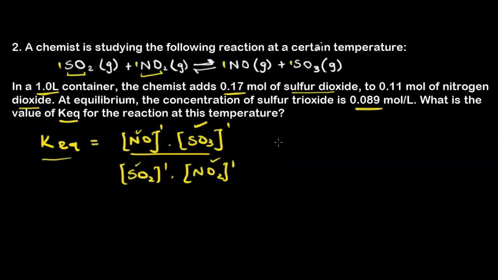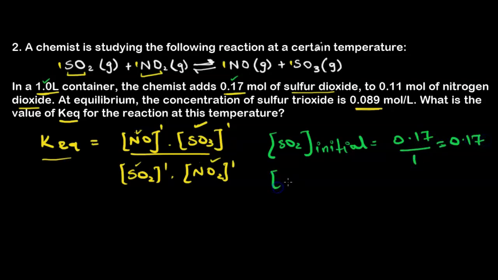That means we can find out the initial concentration of SO2 and NO2. So SO2 initial concentration is going to be the moles of SO2 that we start with divided by the volume of container, and that is going to be 0.17 divided by 1, which is 0.17 by itself. Next, we can get the initial concentration of NO2 with the same method. It's the initial moles that are present, which is 0.11 divided by 1. That gives us 0.11 moles per liter. Concentration units are always moles per liter because we're dividing moles with volume in liters.